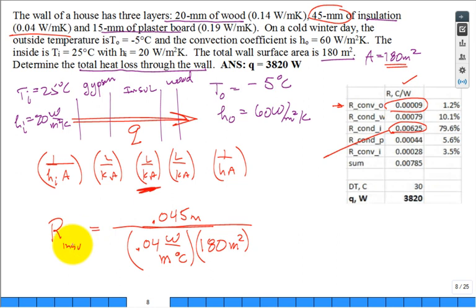Can you check my units? Will I get degree C per watt? Sure doesn't look like it, does it? But it does, doesn't it? The meters cancel, kind of funny, and that degree C comes upstairs. And there you go.